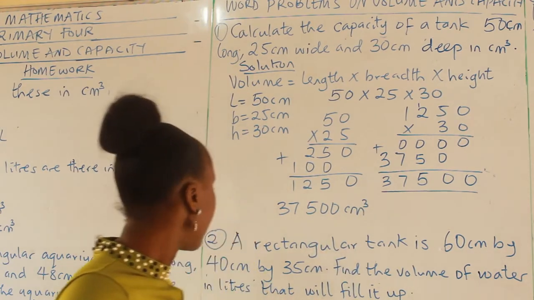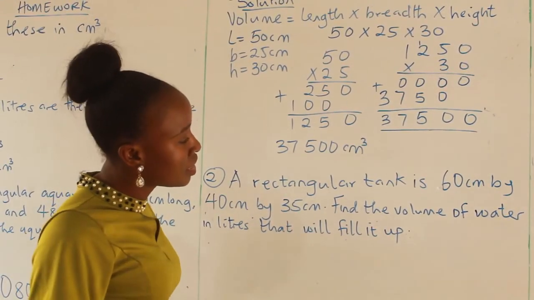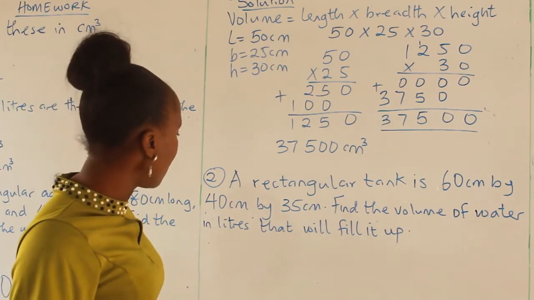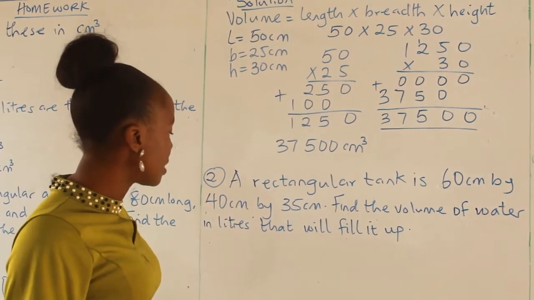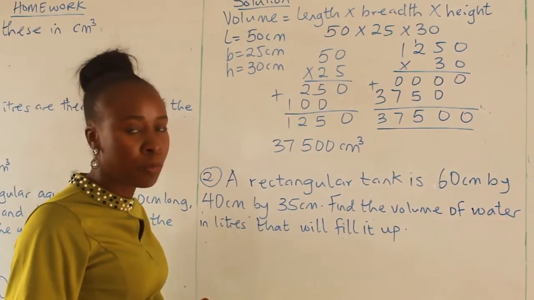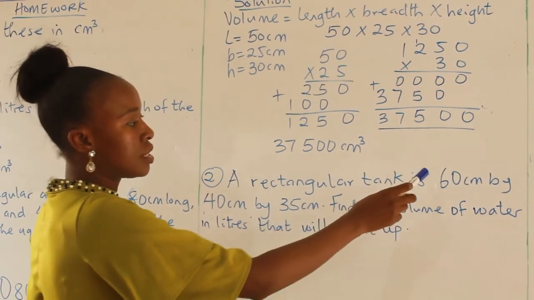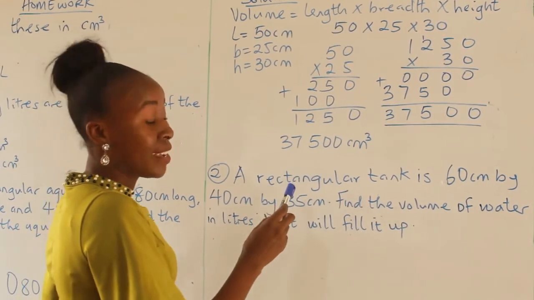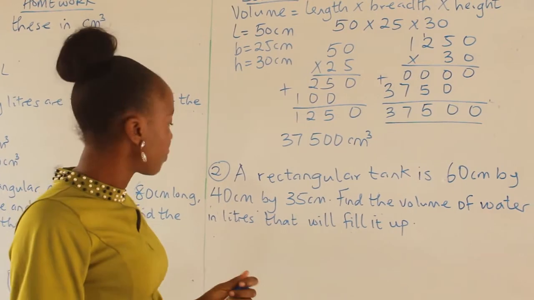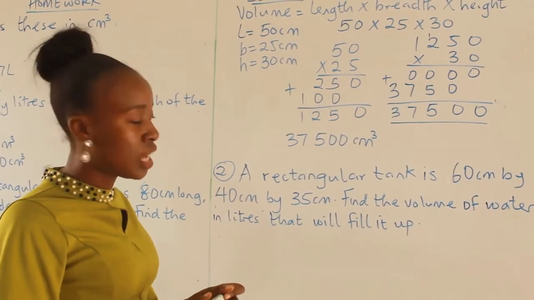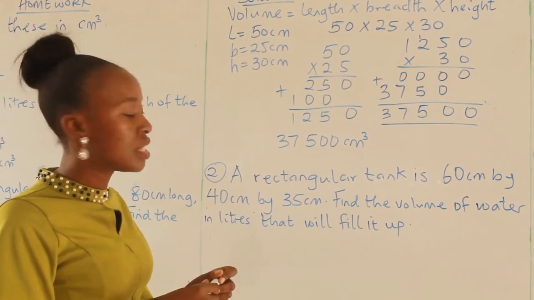Alright. And the next question says, a rectangular tank is 60 cm by 40 cm by 35 cm. Find the volume of the water in liters that will fill it up. In this question, 60 by 40 by 35 is the same as the length, the breadth, and the height or depth of that tank. Alright, those are the dimensions of the tank.